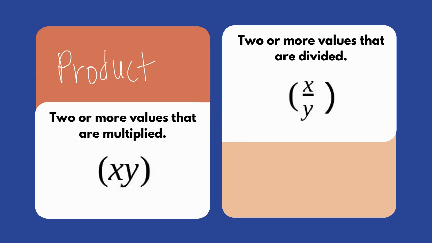Over here on the right, a quotient is two or more values that are being divided. And in the example above, I know that these two values are being divided because of the fraction bar. I have x over y. So that means I have x divided by y.